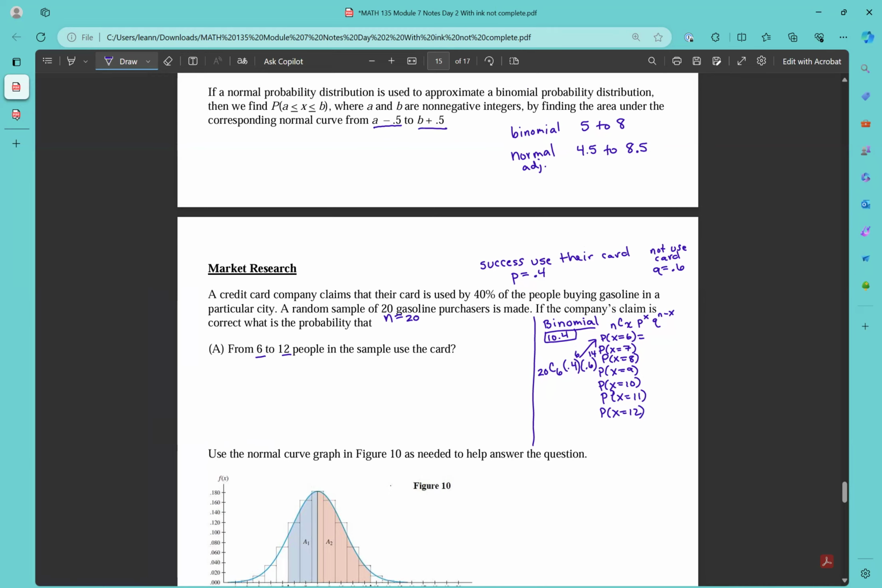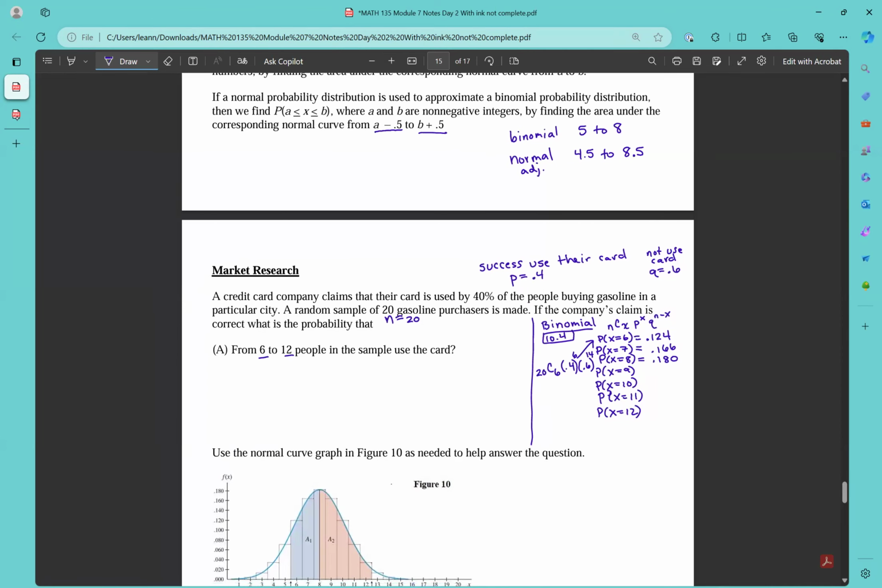To get the answers I'm about to give you, I would have to do this for each of these, where the X changes each time. The next one would be 20 choose 7, and then I'd have exponents of 7 and 13, and so on. If I work these out using the formula, I get 0.124 for the first one, 0.166, 0.180. This is all rounded to 3 decimal places, by the way. That's kind of the standard.